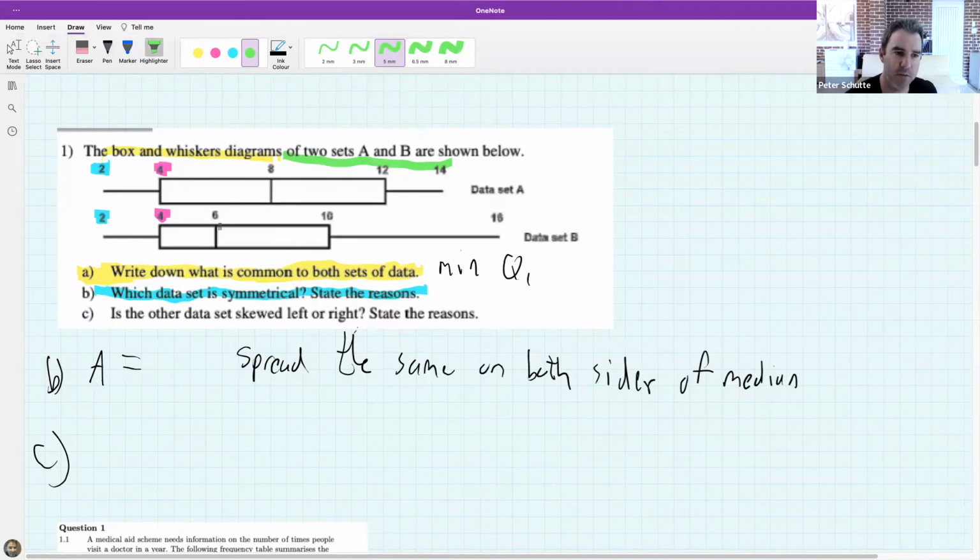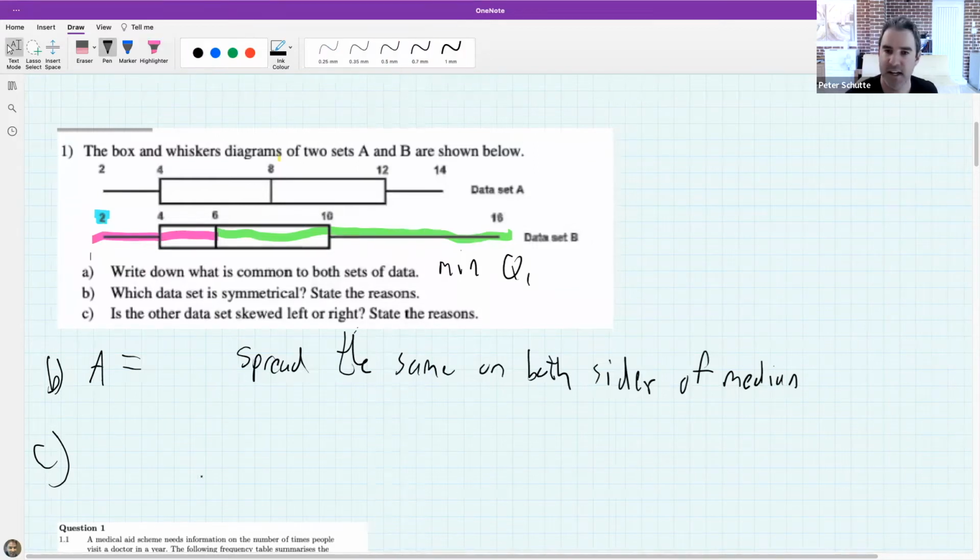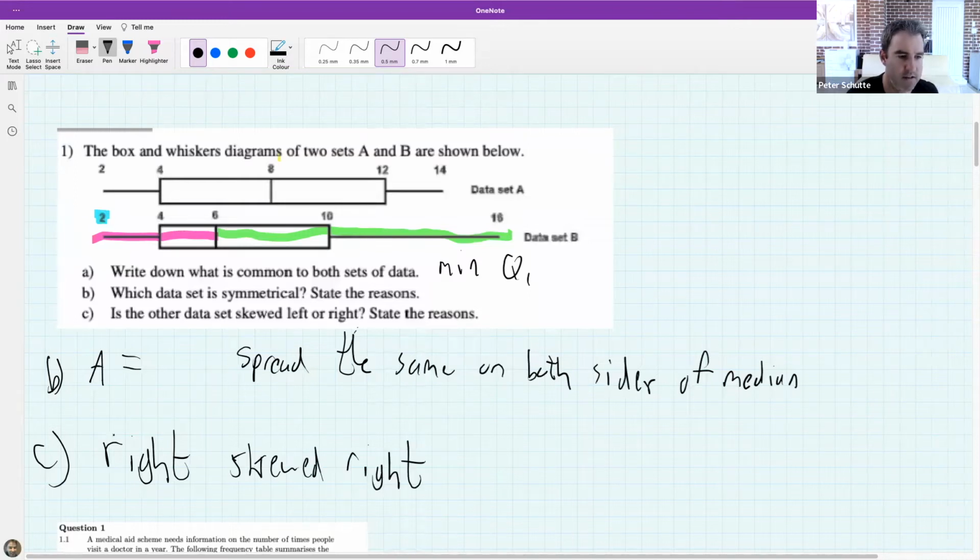I always look at the top 50% of the data and the bottom 50% of the data when I look for skewness, or I can look at the top 25 and the bottom 25. So that's the top 50% of the data, and that's the bottom 50%. It looks like the top 50% is way more spread out, and so we would say it's skewed to the right. So I suppose I should just write skewed right, or we could also say positively skewed.